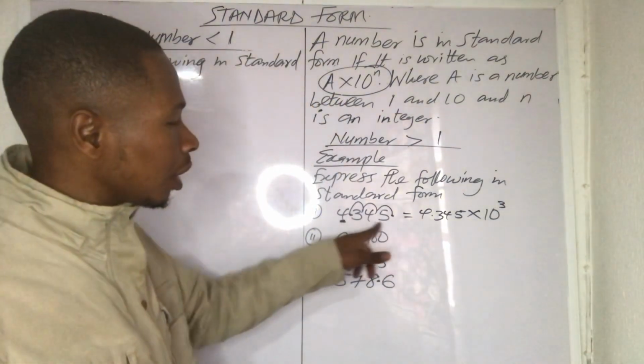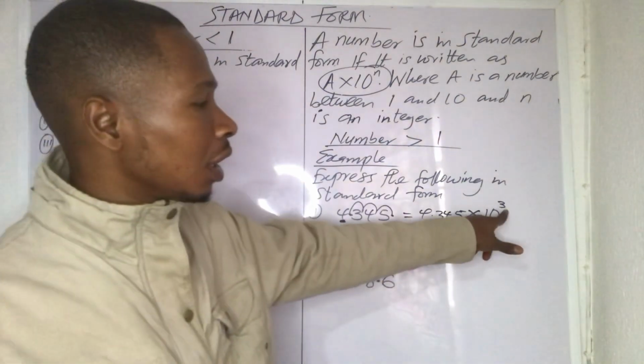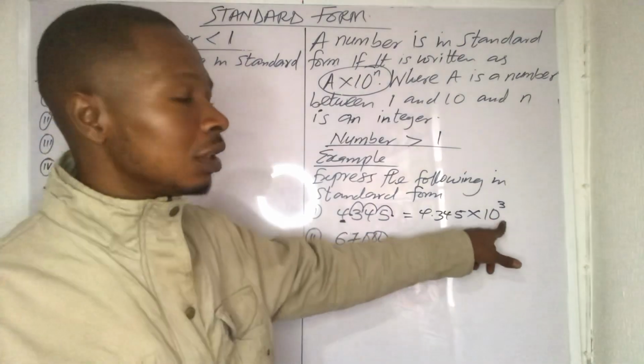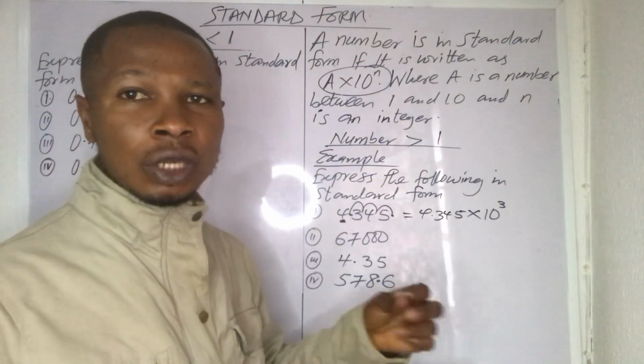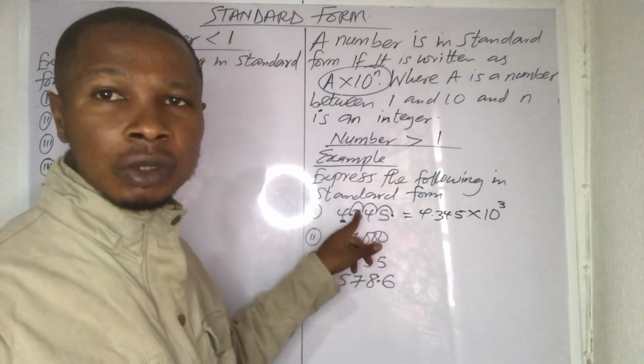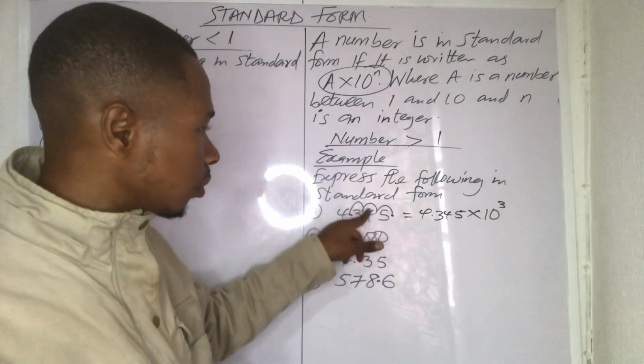Because this number is greater than 1, the integer is positive. And for a number that's greater than 1, the decimal point will move backward.